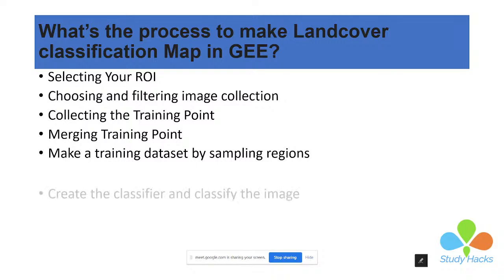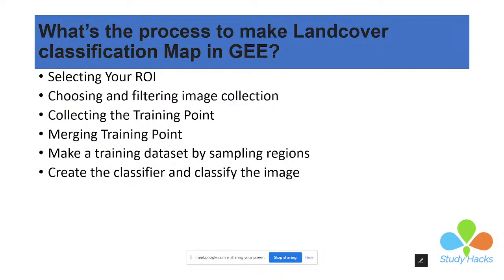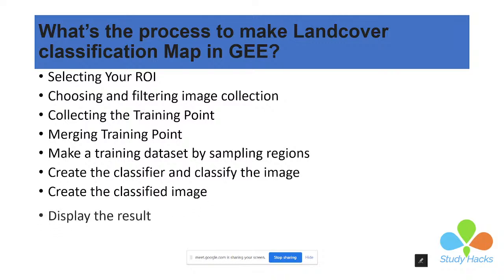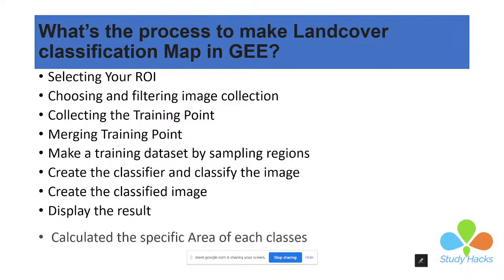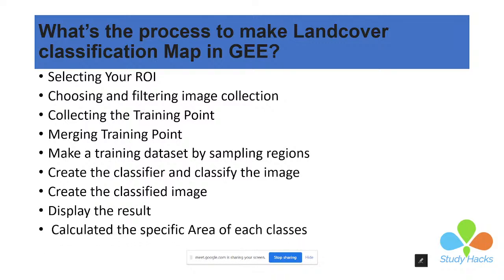Okay, and then I use the training dataset to create the classifier and classify the image, create the classified image, and then finally display the result. And then we also need to calculate the specific area of each class, and we also need to do the accuracy assessment. Okay, and the last step is that we need to check our accuracy. What is the accuracy of our map? We can make the confusion matrix table, and then we can easily calculate the overall accuracy for this map.